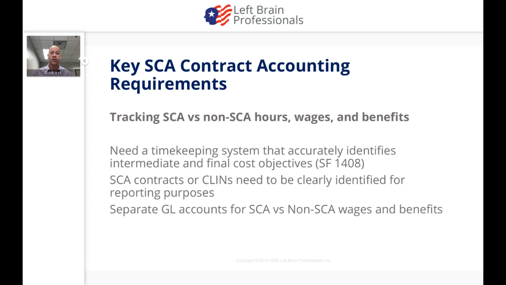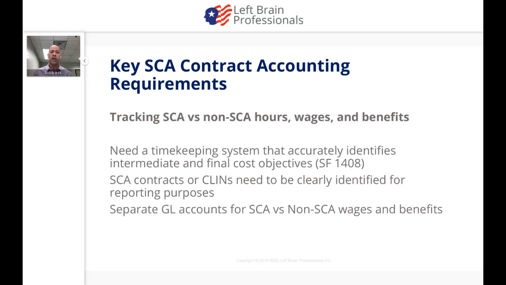SCA contracts or CLINs within a contract need to be clearly identified. So you could have, for example, on a contract, CLINs or certainly labor categories where some are SCA and some are non-SCA within that contract. So you're going to want to make sure that you have that identified and delineated, again, in the accounting system and in your timekeeping system.